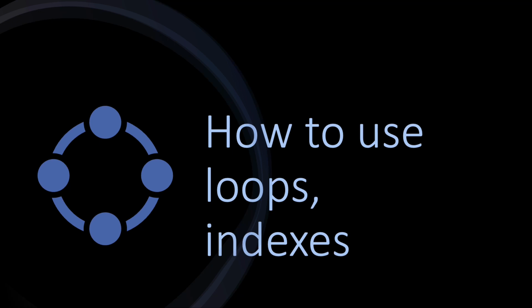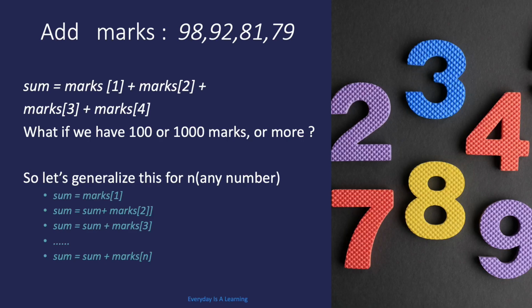Before we write this pseudocode, let's get an understanding about how to use the loops and indexes. So let's take a simple problem to understand how the loops and the indexes work. Assume that we have got marks of 4 subjects for a student and we want to get the sum of it. It is very simple. What we want to do is just add all of them together, and this is how we would do it manually, right?